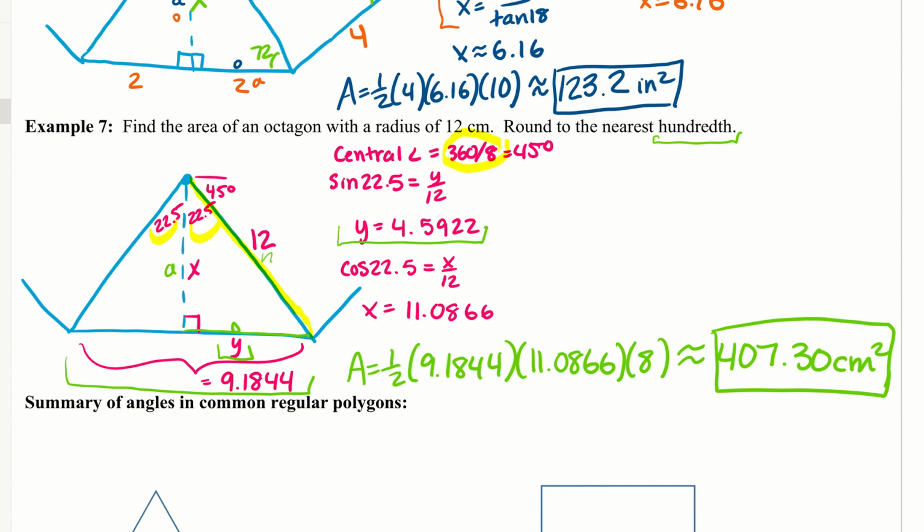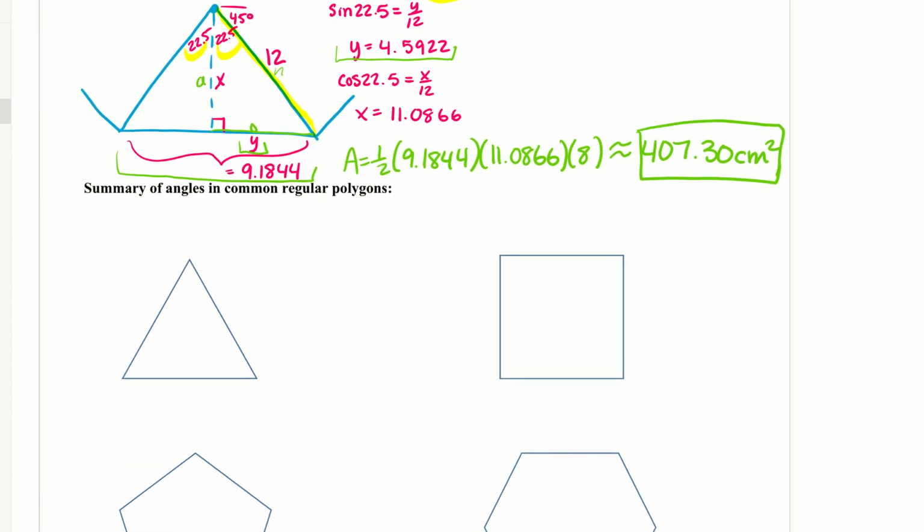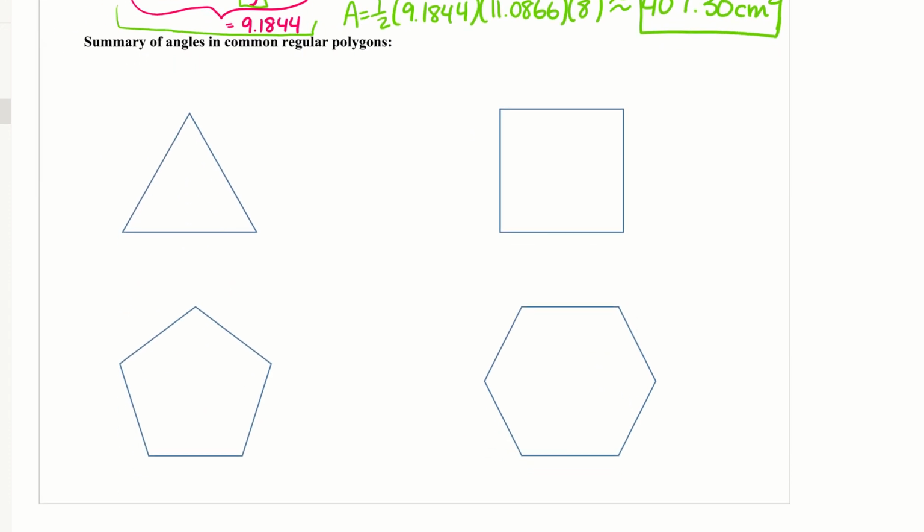Okay, and then I'm just going to leave you with a real quick diagram of some really common shapes that we're going to see a lot and what our angles are in that shape.